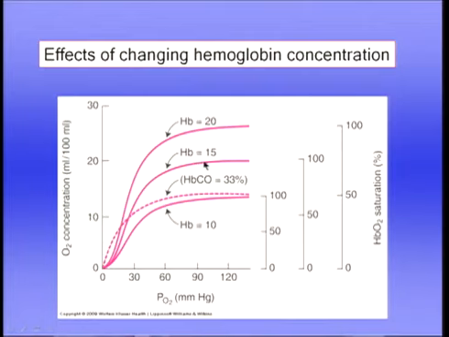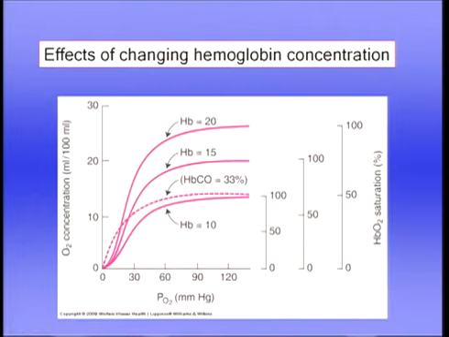Let's take normal blood with a hemoglobin concentration of 15. You can see that at a PO2 of 100, which is around about here, it has a saturation of nearly 100%, and it has an oxygen concentration of something like 20 mils per deciliter.